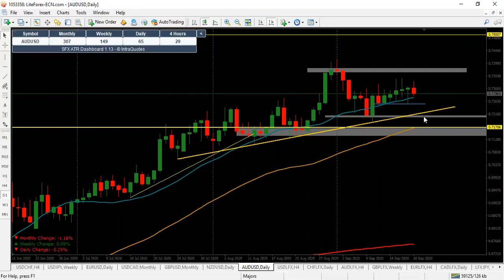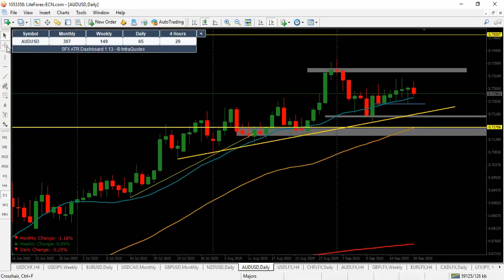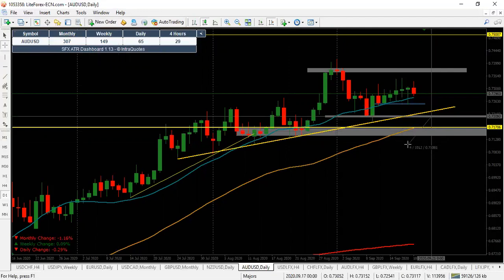Okay, if that would happen, I think it would be a nice time to look at the monthly ATR, which is 307 pips. So far we have dropped 221, so we're just left with about 80 at the max. We can risk 80 pips down here, and then target the monthly ATR, which will be up to somewhere around here, about 300 pips.